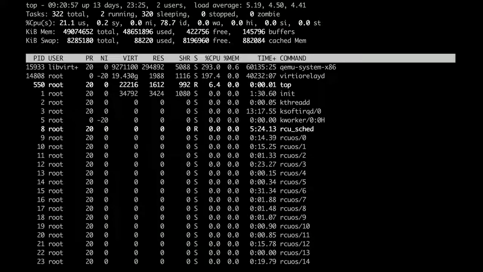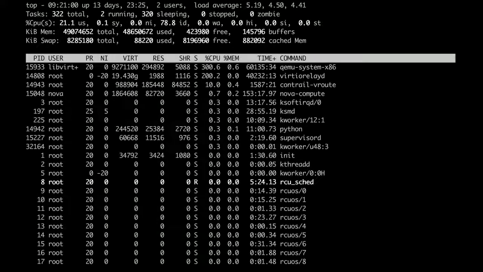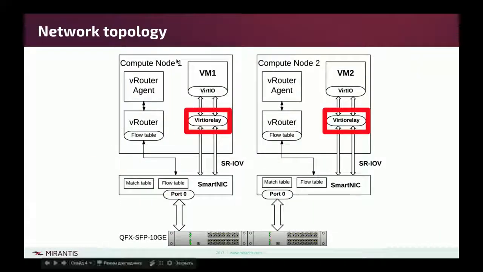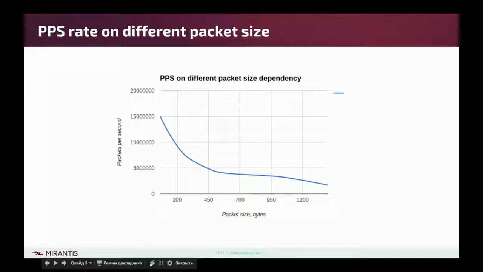Let's take a look at CPU consumption. As we can see, the virtio relay consumes only 2 CPU cores. It should be noted that increasing packet size will reduce the PPS rate but will not affect average bandwidth.